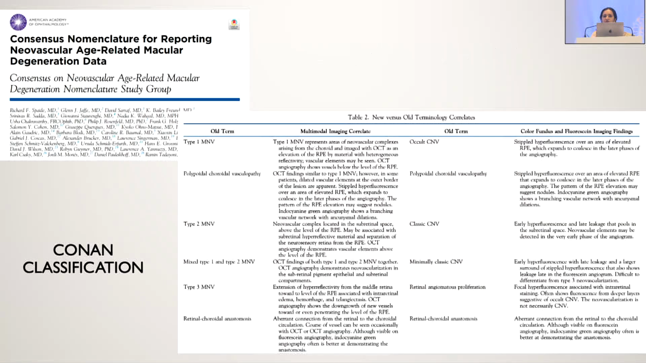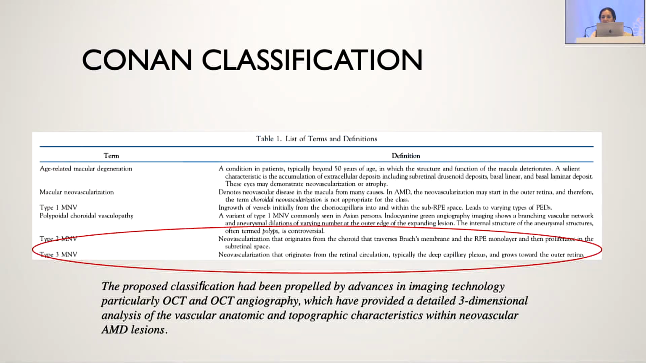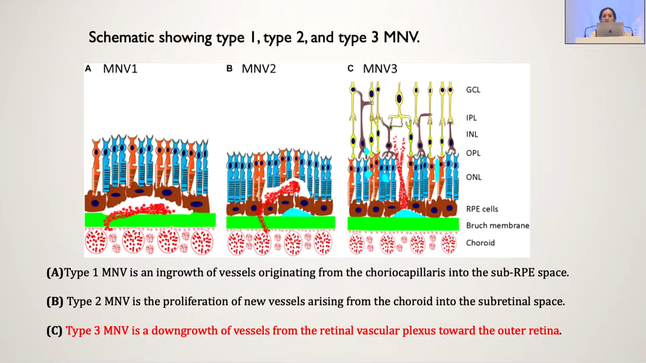So the new classification system, the Consensus on Neovascular AMD Nomenclature, understands that these are no longer always choroidal in origin. These new vascularizations can have macular origin, especially the type 3 one. So we no longer call them choroidal neovascular membranes, we call them macular neovascularization. So the terminology itself has changed. It is MNV and not CNV anymore. So this is just to show how the type 1, which is sub-RPE, type 2, which goes beyond the RPE, and the type 3, which actually originates in the inner retina and then grows downward.